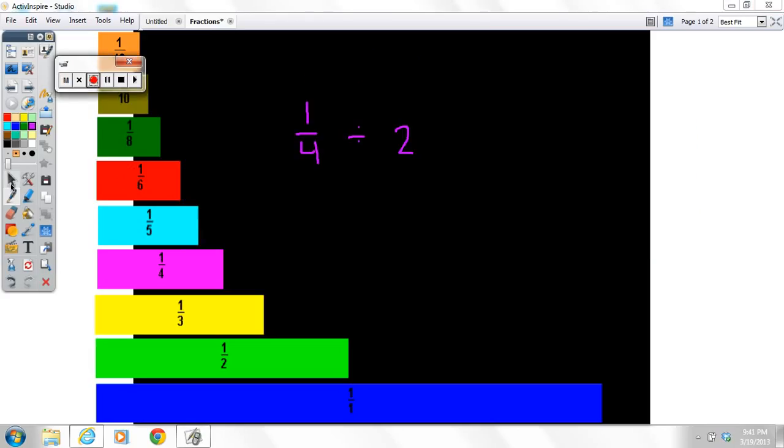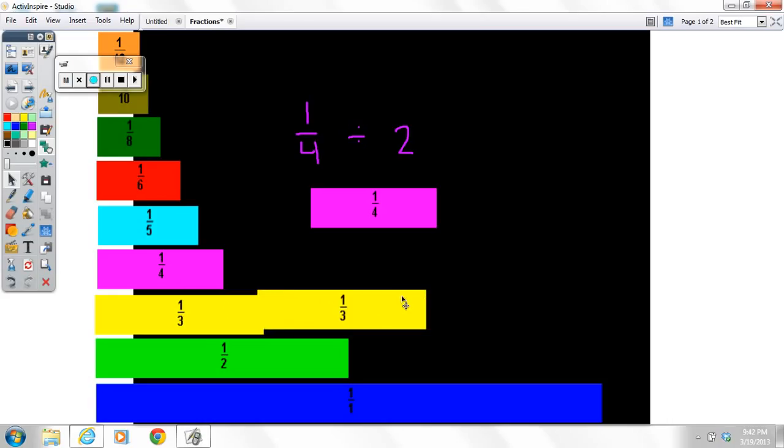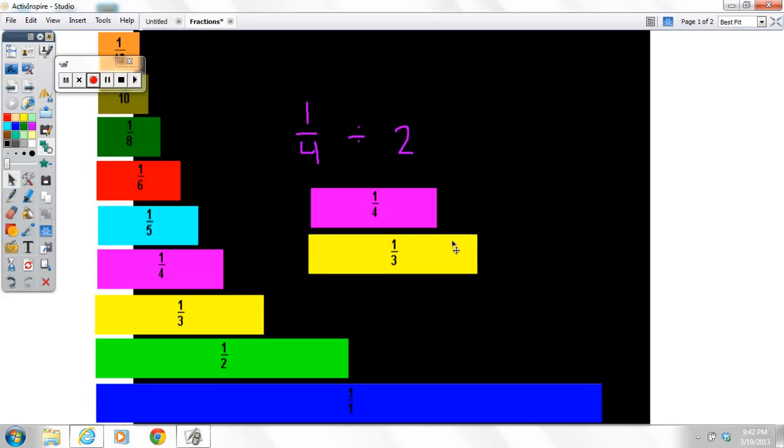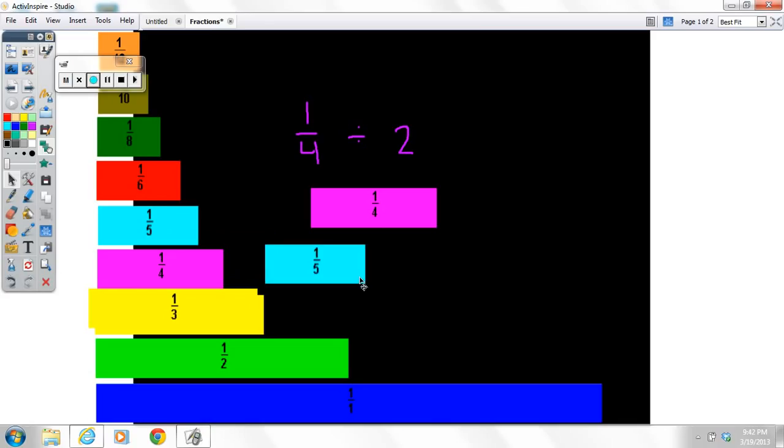Now this is a little different, because what we're doing is we're taking a fraction and dividing it by a whole number. 1/4 divided by 2 means we're going to take this 1/4. What I want you to do is ask yourself, we need to use these fraction strips along the side, and we need to take 2 of the same fraction strips to see if it equals 1/4. Well, 1/3 is already bigger than 1/4, so that's not going to work. So let me take a fifth.